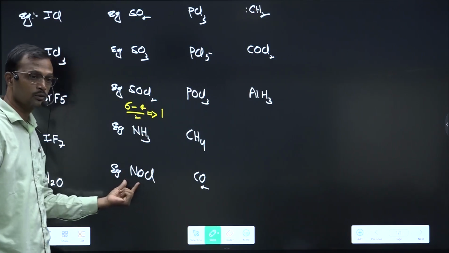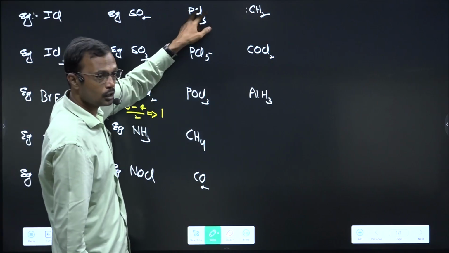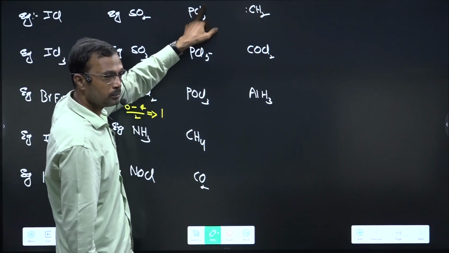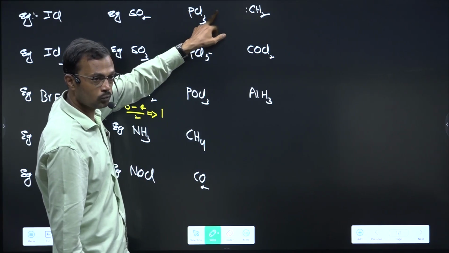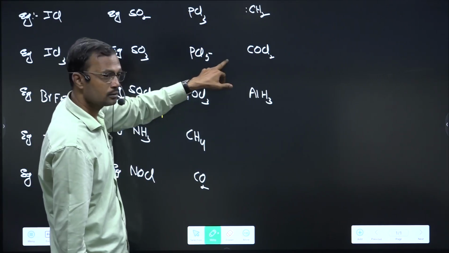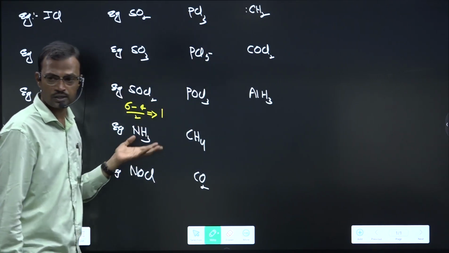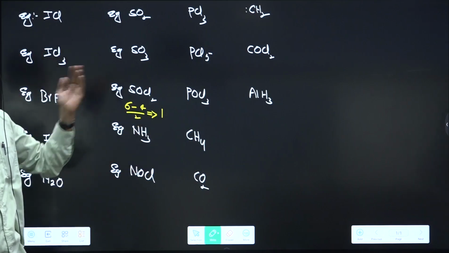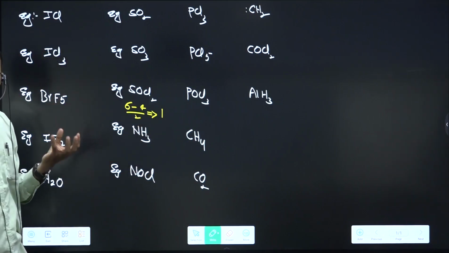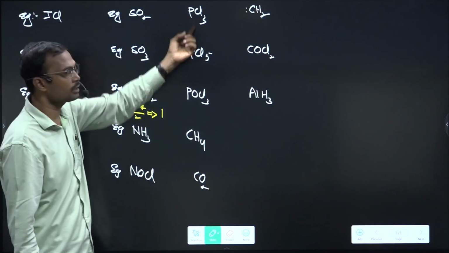Ammonia, 1 lone pair. NOCl, 1 lone pair. Will you calculate this? Here how many lone pairs? 5 minus 3 by 2, 2 by 2, 1. 5 minus 5, 0. Very easy. Here you only need to calculate. No need to use that formula even. Okay, the formula we can use orally, but directly you can write the number over here.